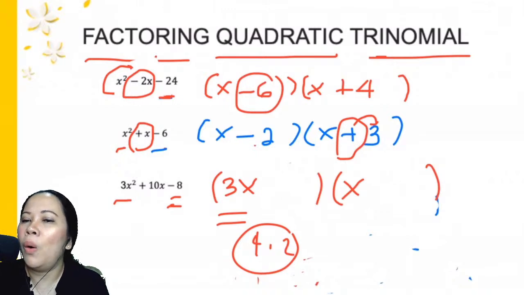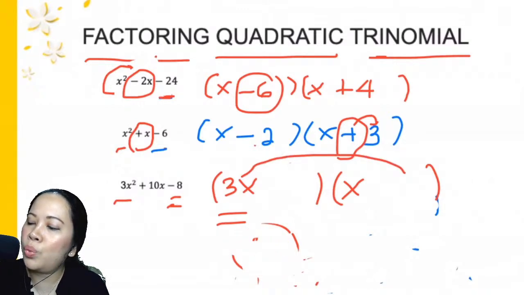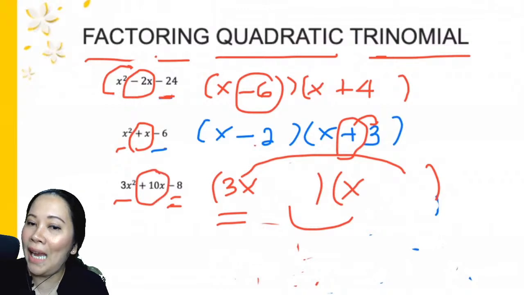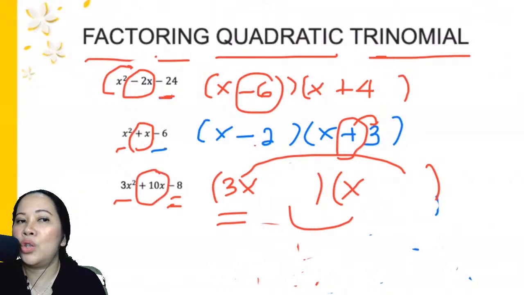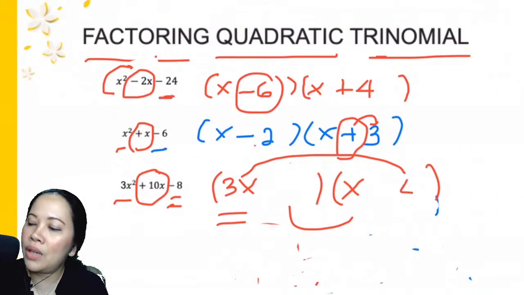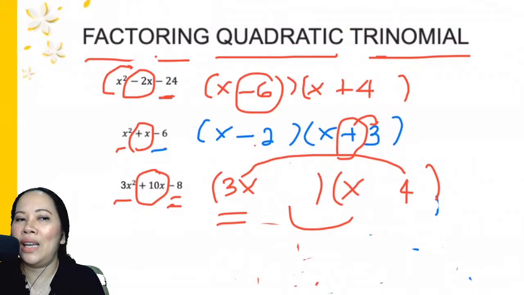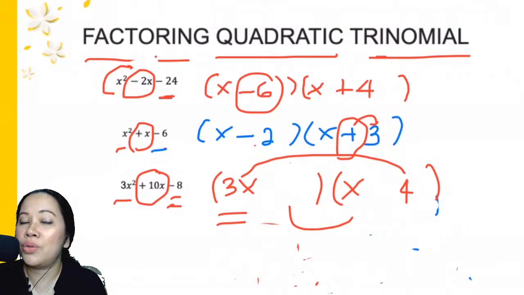Okay? Now, how will I position 4 and 2? Using your FOIL method, what would your pair be with 3x, and what would your pair be with x or with 1, so that you will get the middle term 10? So should it be 3 times 4? Let's try to place it here. This is what we call trial and error. The method that I'm using right now is trial and error.